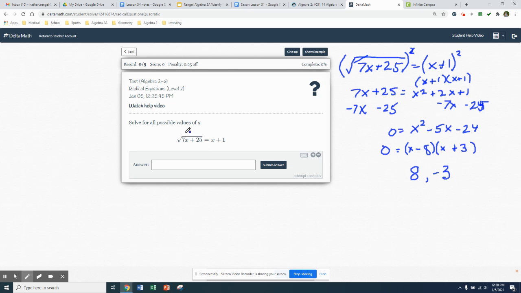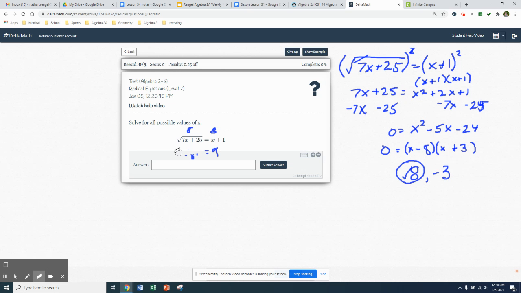So first, I'll take the 8. I'm going to put the 8 in. On this side, I'll put the 8 in on this side. Sorry, it's kind of sloppy. But 7 times 8 is 56 plus 25 is going to be 81. So this side ends up being the square root of 81. And this side ends up being 8 plus 1, 9. So is the square root of 81 equal to 9? Yes. So the 8 is going to check.